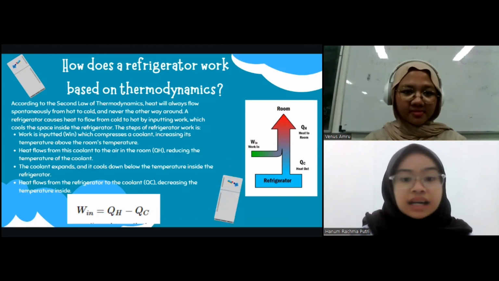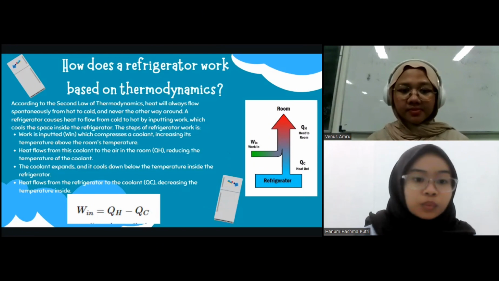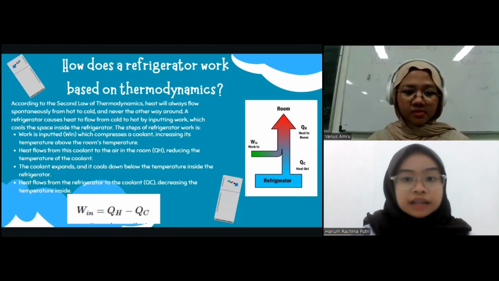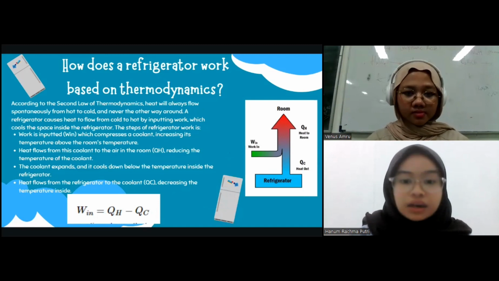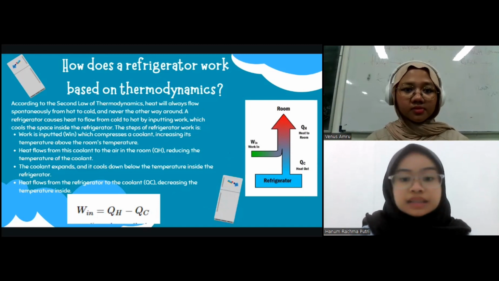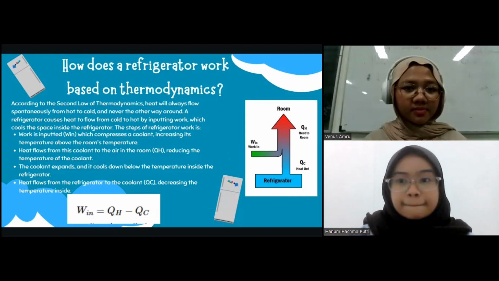The work needed as input to the system is given by the equation: work in equals QH, or heat to room, minus QC, or heat out. This equation shows that a refrigerator must exhaust more heat to the room than is removed from the inside.